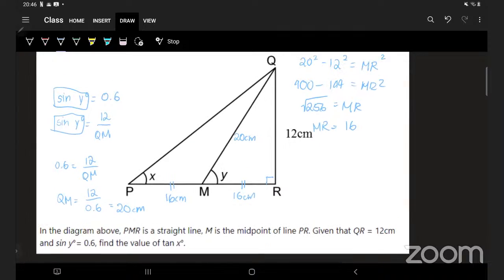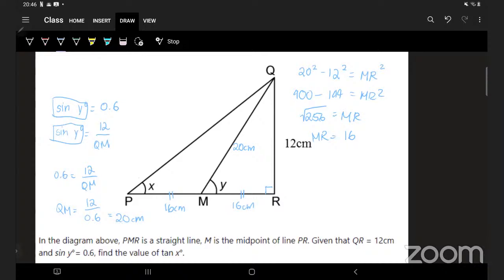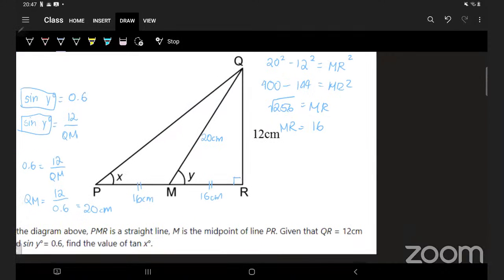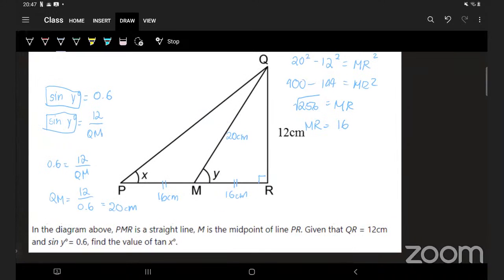So now they want us to find the value of tangent X. Since PQR is another right-angled triangle, we could use the same theorem to find the length PQ, but actually we don't even need PQ because it's asking for tangent. So tangent should be opposite over adjacent, right? The opposite of this angle would be 12, and the adjacent would be 16 plus 16. So that would be equal to 12 divided by 32. You would get 3 over 8.